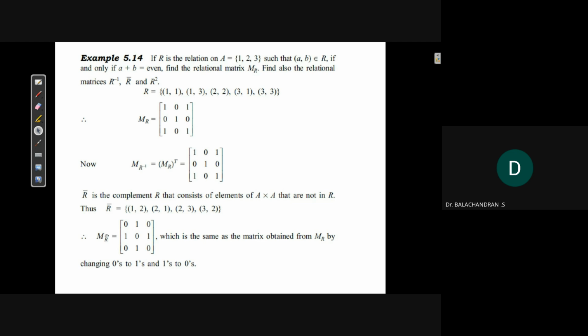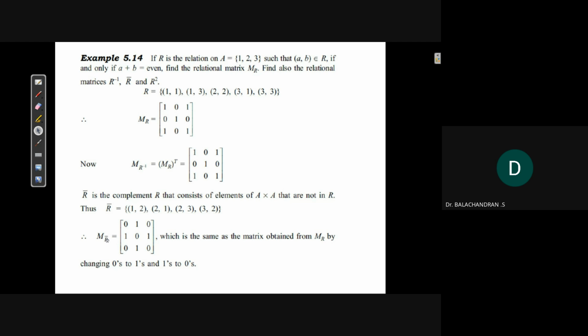Or from MR you can find MR bar. How? Replacing 1 by 0 and 0 by 1. If it is 0 here, it becomes 1; if it is 1, it becomes 0. So it is the same as the matrix obtained from MR by changing 0 into 1 and 1 into 0. Now we get MR bar.